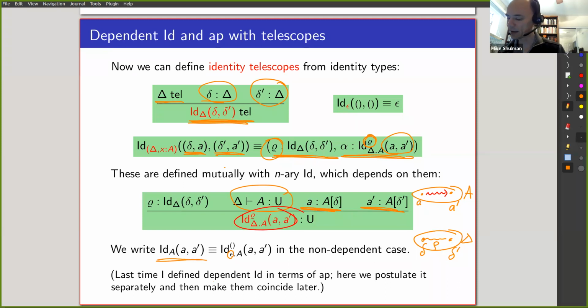Last time I defined the dependent or heterogeneous identity type in terms of app into the universe. That's the nice way to motivate it, I think. But if we're defining the whole theory all at once, it might be more convenient to postulate it separately and then make them coincide later. You can choose to do it either way, but today I'm doing it this way because some people might want to see it this way.